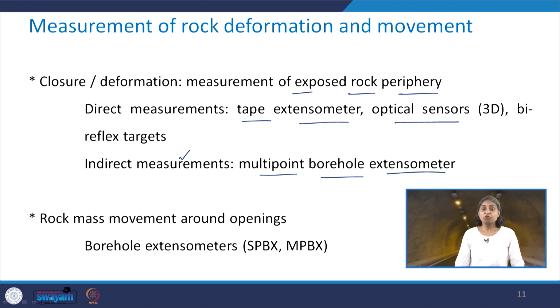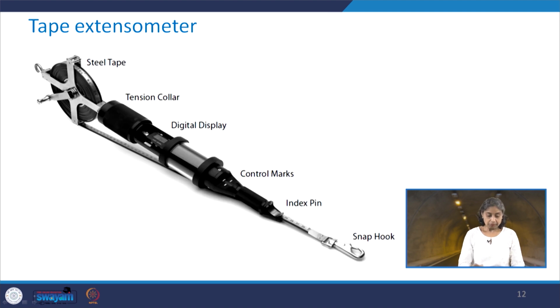Rock mass movement around the openings is measured using borehole extensometers, and these are of two types: single point borehole extensometer, which is represented as SPBX, and multi-point borehole extensometer, which is MPBX. Coming to the first one, that is the tape extensometer.